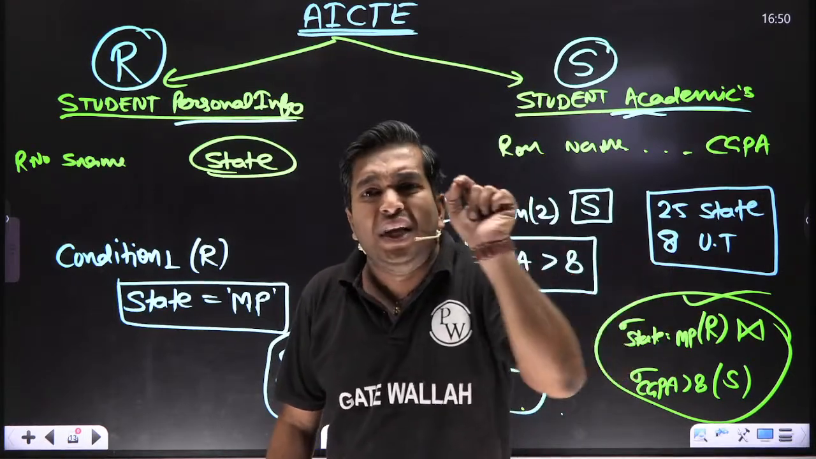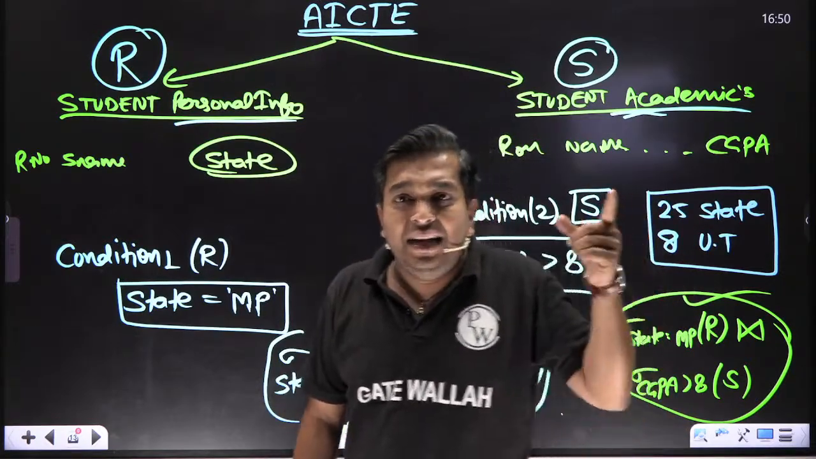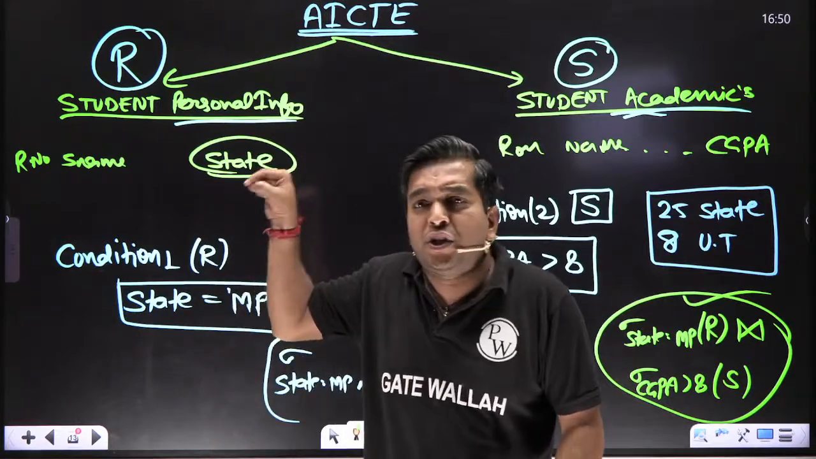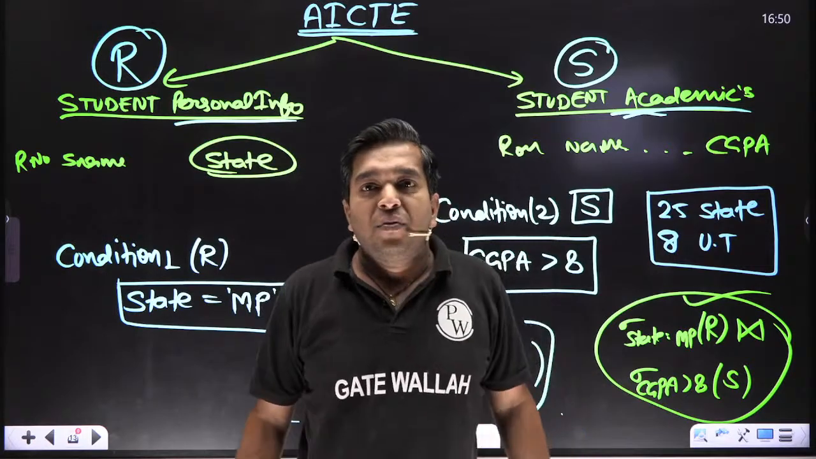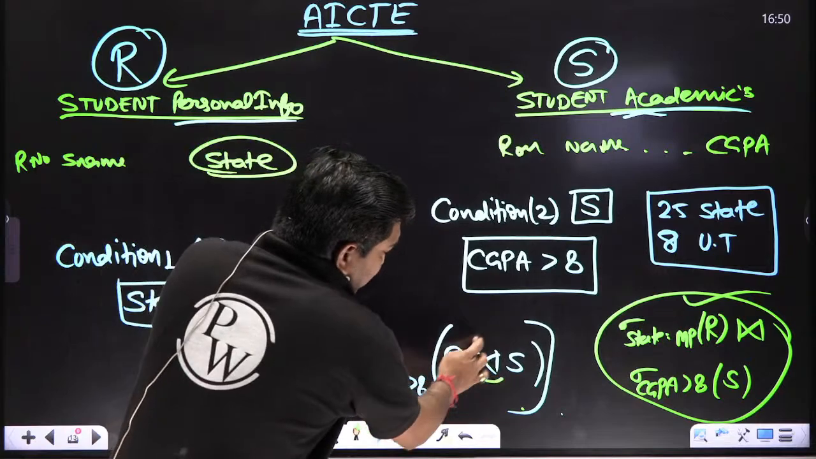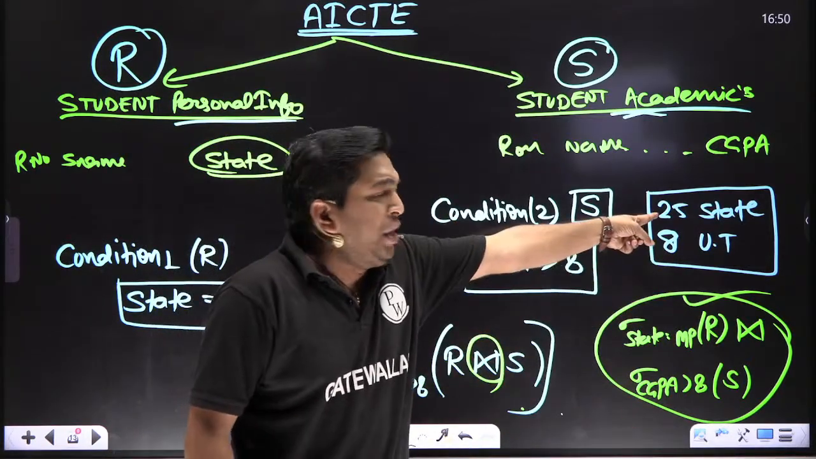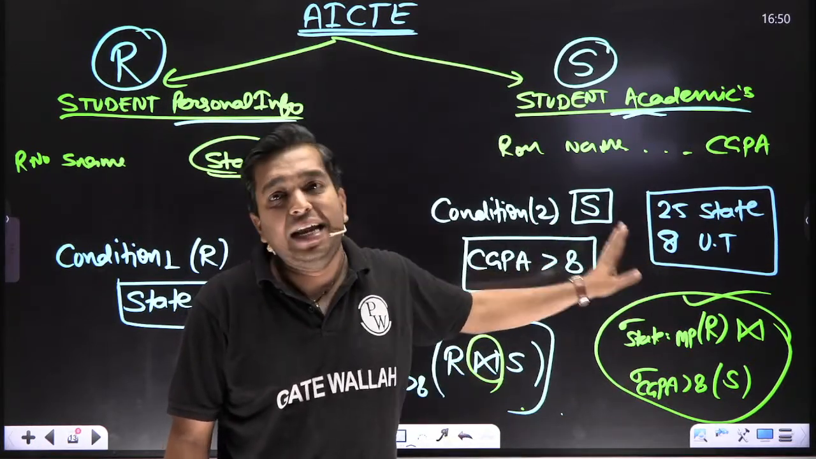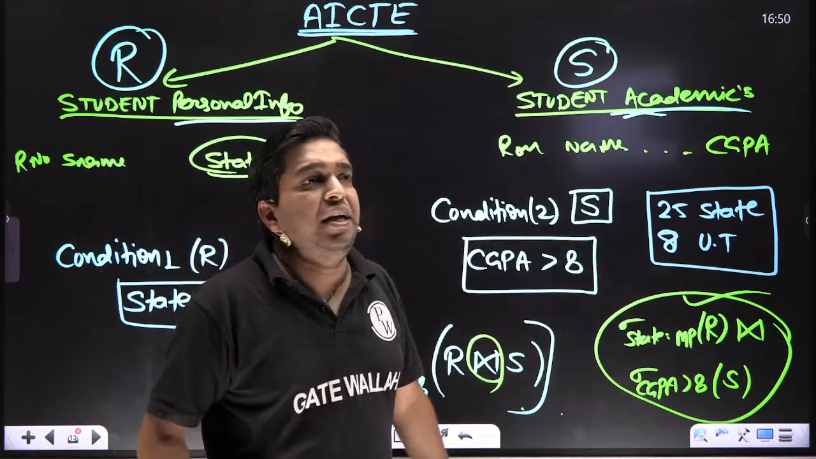I want only state equal to MP, Madhya Pradesh, and the students having CGPA greater than 8. Now if you join first, then what happens? You will get each and every state, 25 states and 8 union territories. I am taking 25 states and 8 union territories data only.